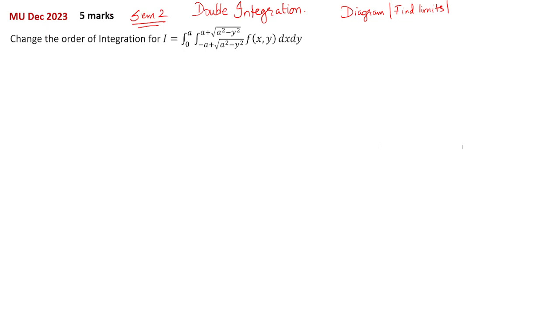Now let us see what all things are required. I'll also explain along with the answer what all things are major in this question, because this question is just for 5 marks. Let us see.